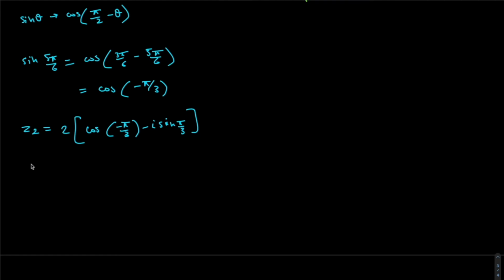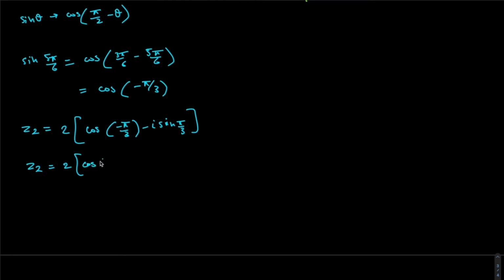Okay, I have this. So my z sub 2 is 2. Now, how do I write this in a form that fits the general formula, right? So I know cosine of theta plus i sine theta. So this is minus theta. If this is theta, this is minus theta. But I know that sine of minus theta is equal to minus sine theta. So what I can do is I can actually put this minus sign back inside.